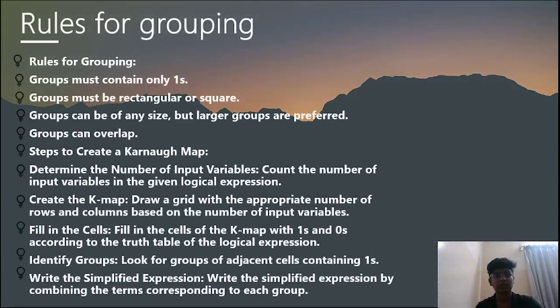Rules for grouping. A group must contain only ones. A group must be regular, rectangular, or square. Groups can be of any size, but larger groups are preferred. They can overlap. The steps to create K-maps are: first, determine the number of input variables and create the K-map. Draw a grid with the appropriate number of rows and columns based on the number of input variables, and fill the map cells with ones or zeros.